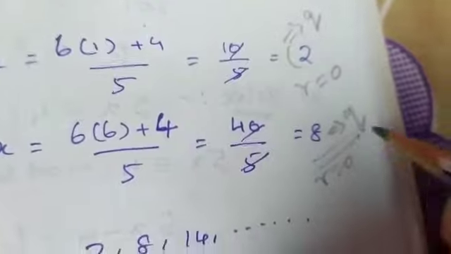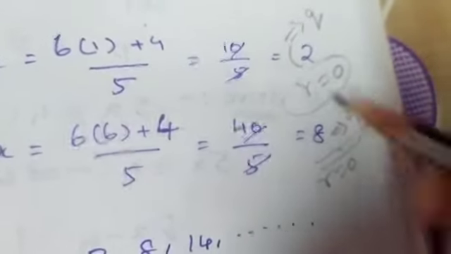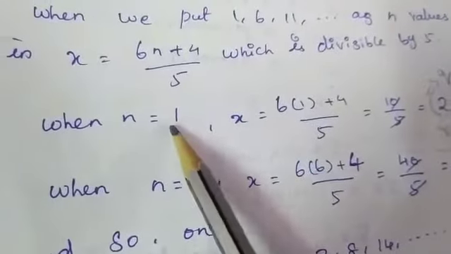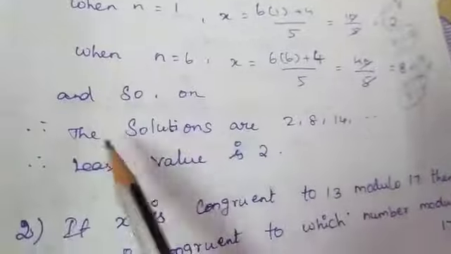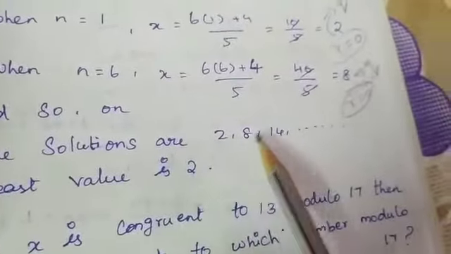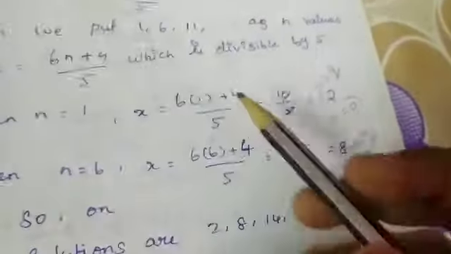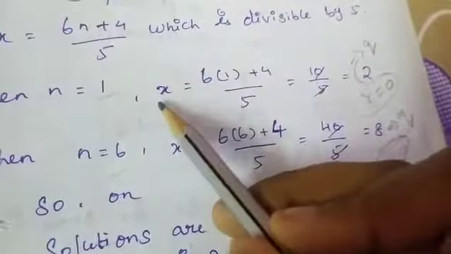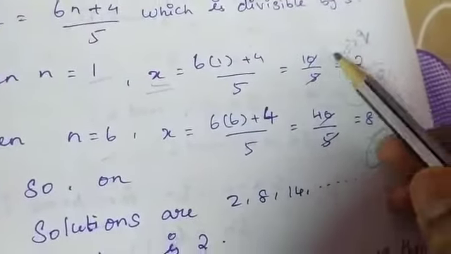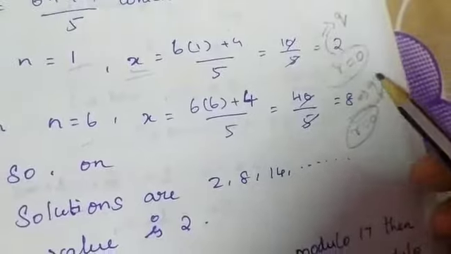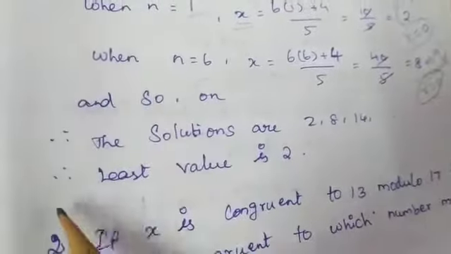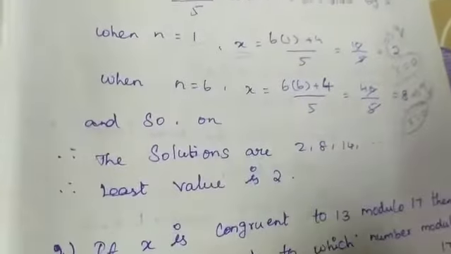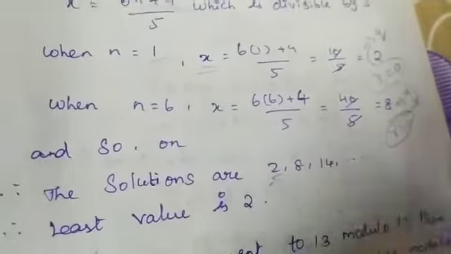So we don't need the quotient value, we want the remainder to be 0. So we should find the numbers such that 1, 6, 11, and it will go on till infinity. Therefore the solutions are 2, 8, 14 till infinity, because when I put these values, the quotient will become the x values. So our values are 2, 8, 14 till infinity. Therefore the least value is 2. So here you can see the least value is 2.